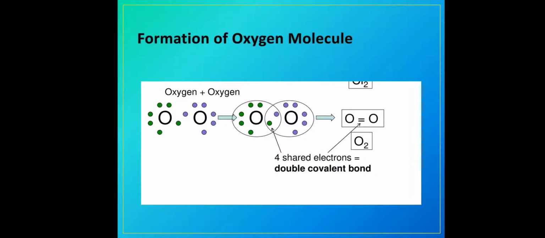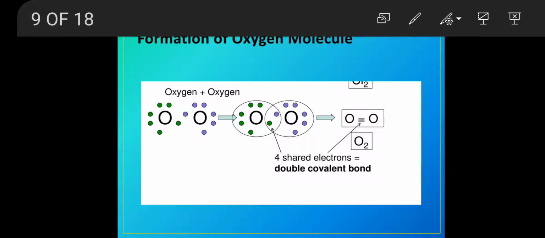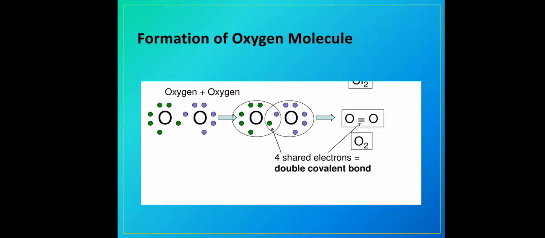We can see one more example of oxygen molecule. In case of oxygen molecule, there are 4 electrons that will be shared. Means when one oxygen atom combines with another oxygen atom, both of them have 6 electrons each.